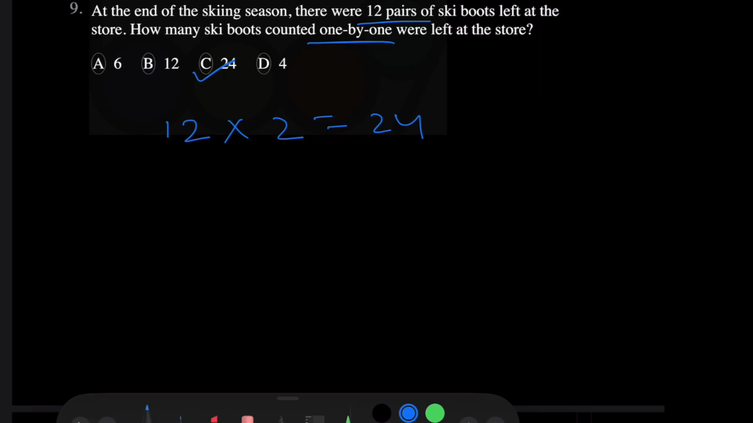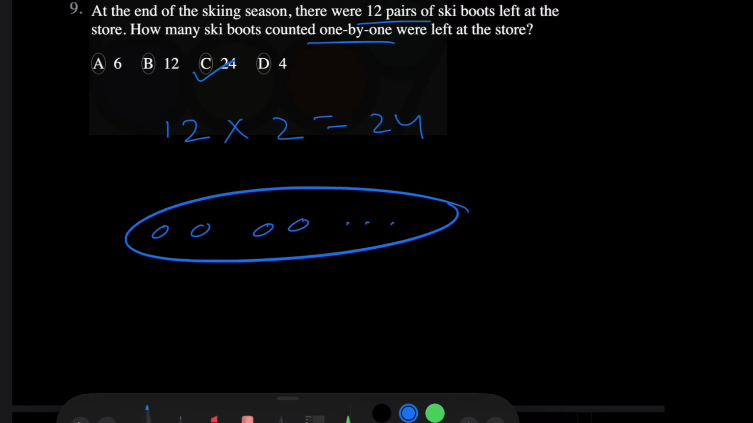You can also do it like this. I can draw all the pairs. So the first pair has 2 boots. Second pair has 2 boots. Similarly, I can draw all 12 pairs. And if I count it up, I'll get the same answer.